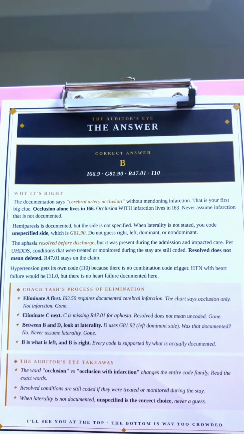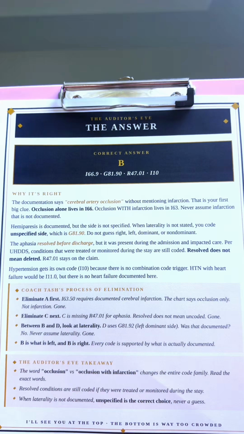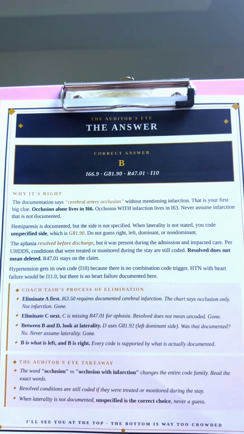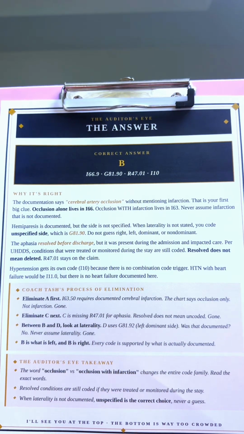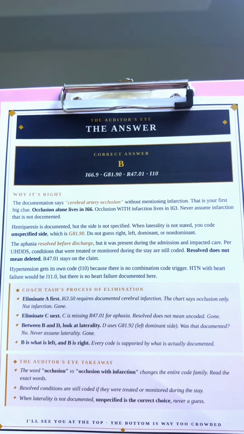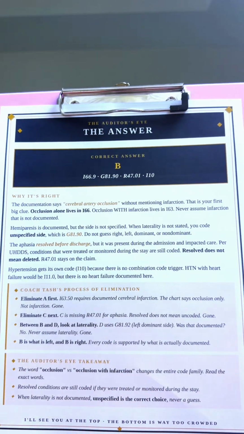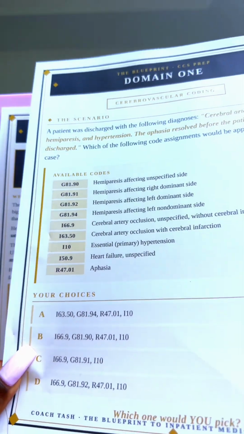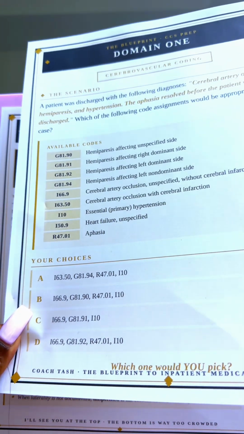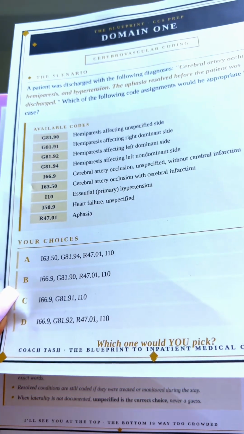Between B and D, look at laterality. D uses G81.92. That's left dominant side. Ask yourself, was that documented? Nope. So never assume laterality. That's gone. B is what is left, and B is right. So look at the codes again. You see that?